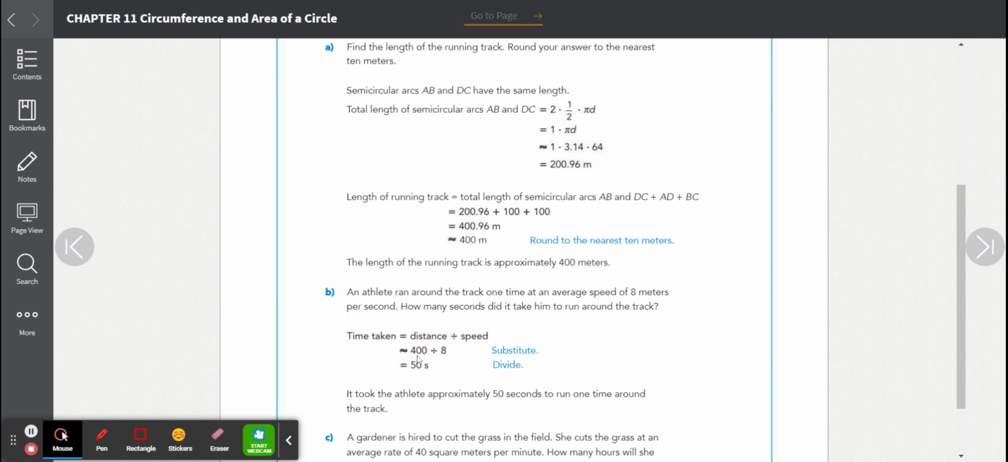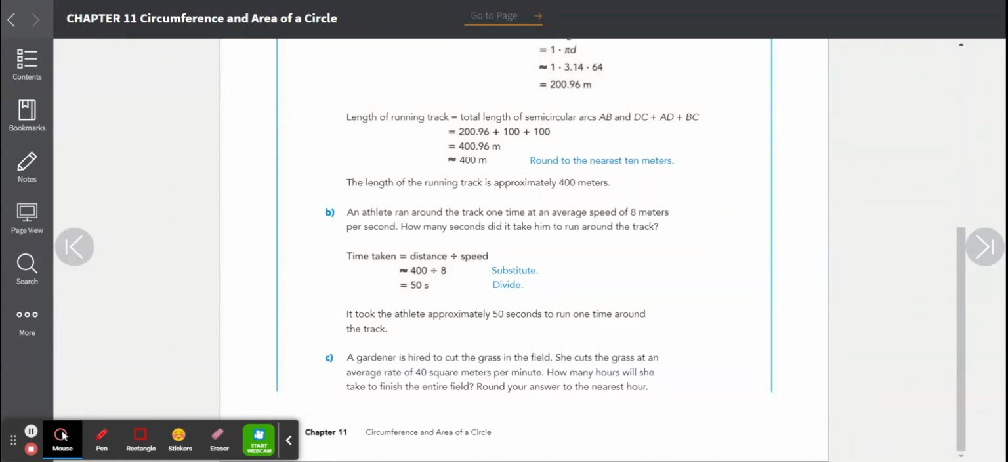So if we know that the distance that he traveled was 400 meters, we're just going to divide that by 8, which is going to give us 50 seconds. So it took him approximately 50 seconds to run one time around the track.